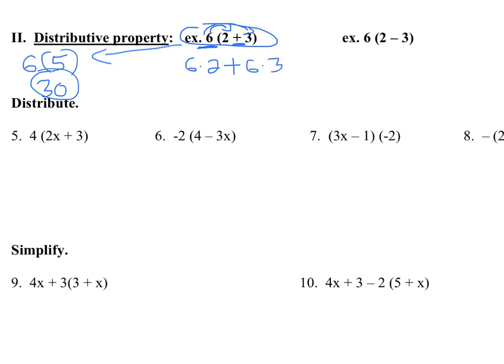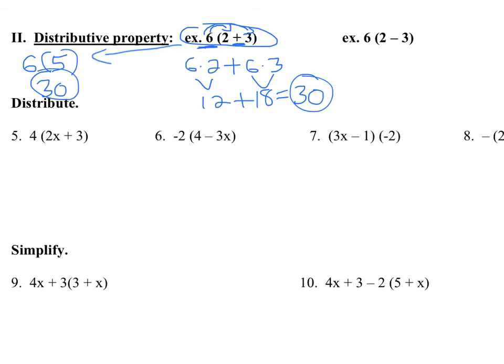So distributive is basically multiplying. And since I have 2 terms on the inside, it means I multiply twice. So if I did this, I would get 6 times 2 is 12, and then 6 times 3 is 18, and I still get the same thing. I still get 30. All right, so that's an example of the distributive property. Now, where we're really going to see it is when we have variables.